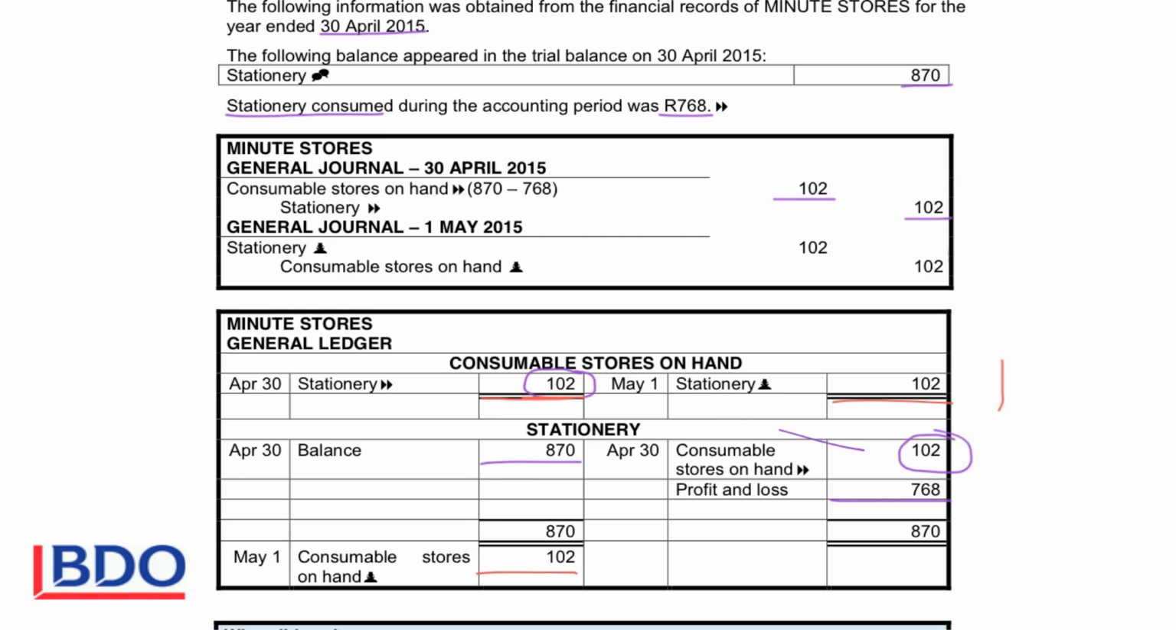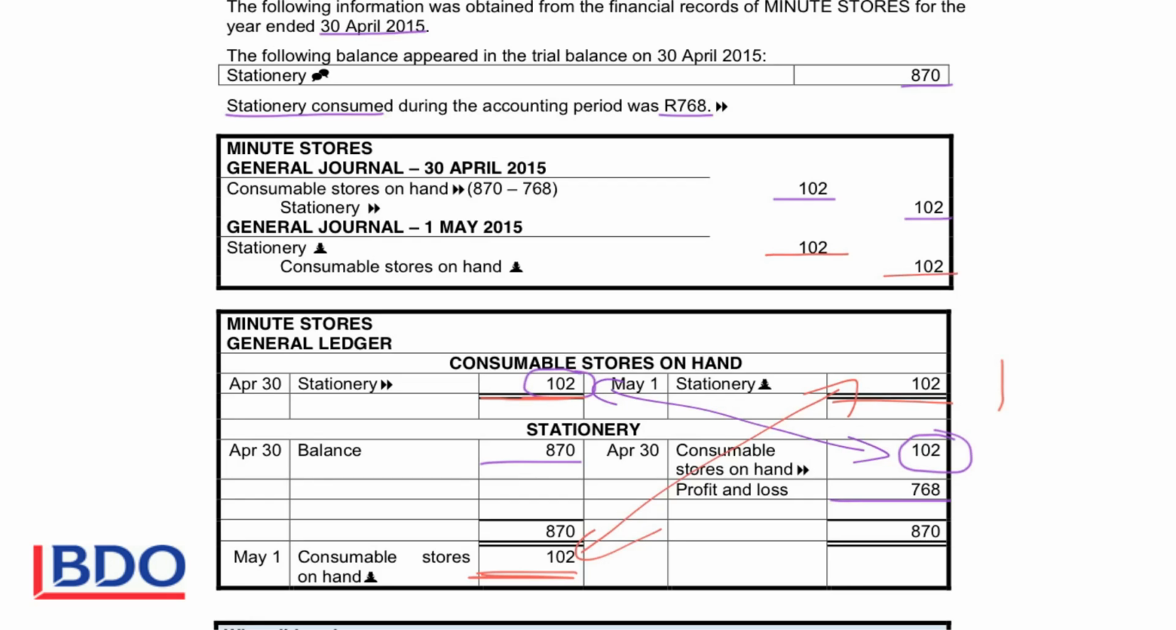So this was our original entry. And then on the first day of the next financial year, we reverse that entry. Now if we look at the stationery account, we can see that there's a balance of 102. So in the second year, we already start with the expense of 102 Rand. To complete the reverse entry, we will debit stationery to increase the expense for the second year, and we will close our consumable stores on hand with the 102 Rand.